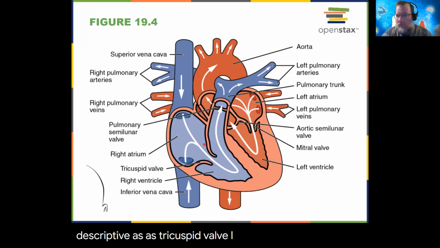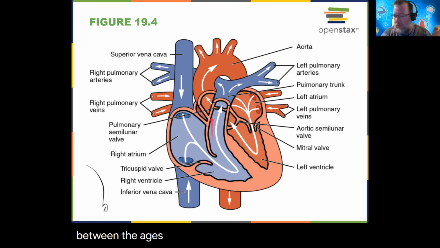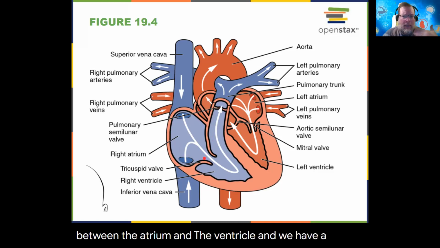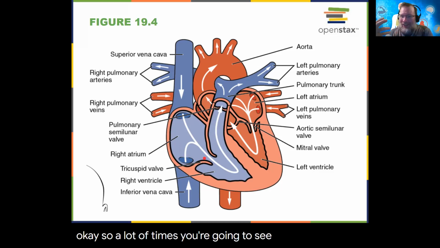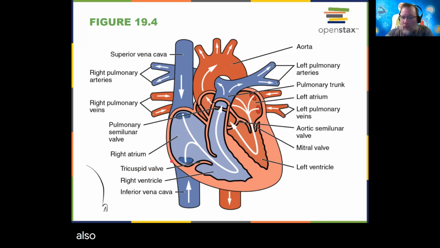I think atrioventricular, right atrioventricular tells us everything we need to know. And valve, right, we're on the right side. Atrioventricular, we're between the atrium and the ventricle, and we have a valve. Okay, so a lot of times you're going to start seeing more and more in the clinical setting, right AV valve instead of tricuspid valve. You'll still see tricuspid, certainly, but I also want to mention that AV valve is the same thing, atrioventricular valve, tricuspid valve, right AV valve.